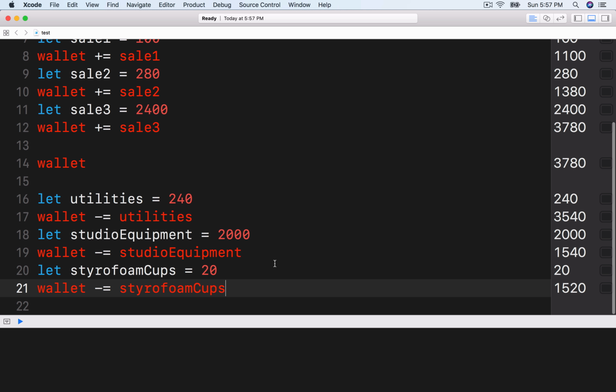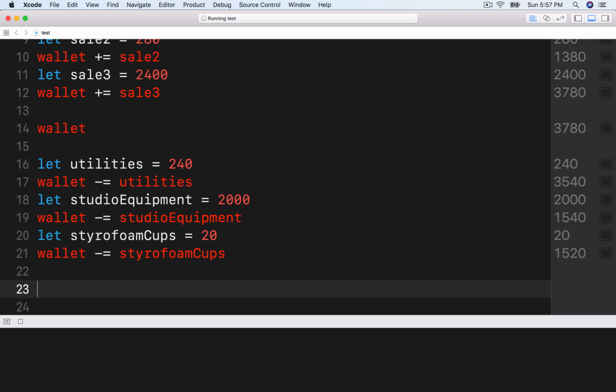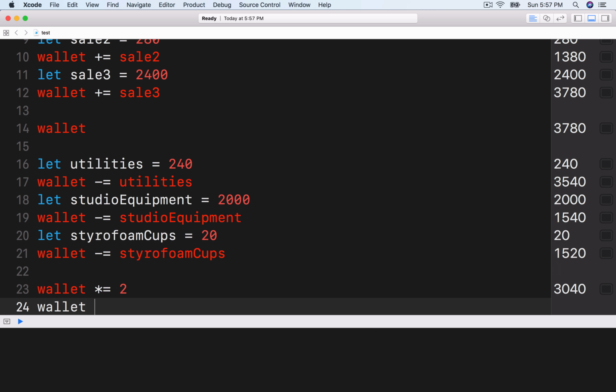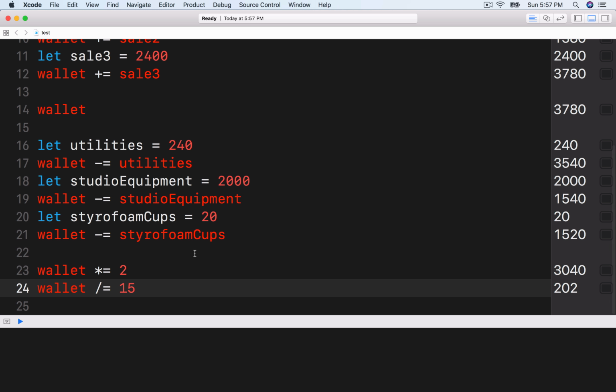Okay? And then we could do crazier stuff. It's just like wallet multiply equals 2. So it's going to become 3040. I don't know why it's bugging though. Right? Yeah, there you go. That's how it works, man. And then we could do wallet divide equals 15. So that is arithmetic shorthand.